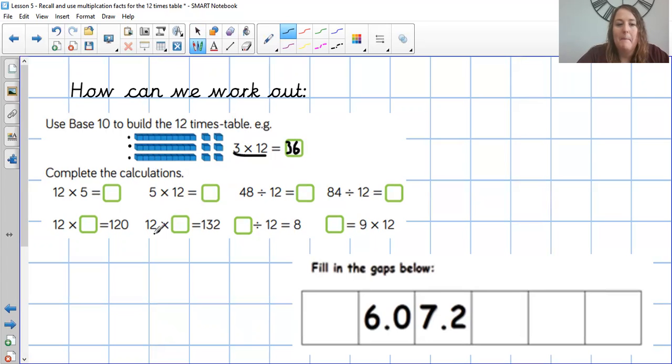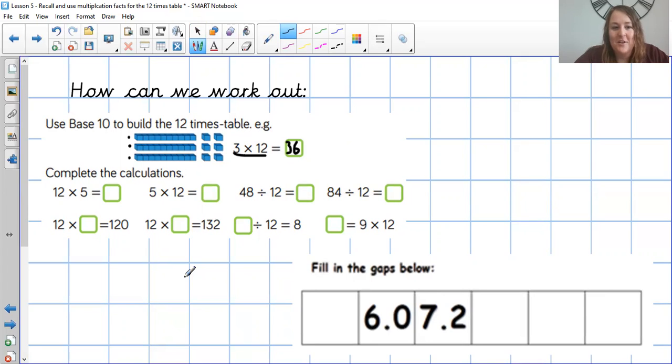Can you have a go at completing these calculations? And you can pause the video first, and then we'll come back and do those answers. If you want to draw them out, that's absolutely fine. Or if you want to use the technique from the build it, you can do that as well. You don't have to draw them all out. Good luck.